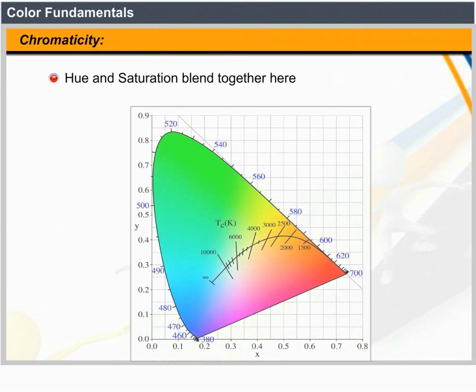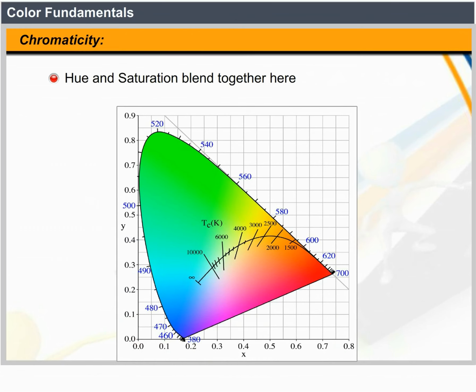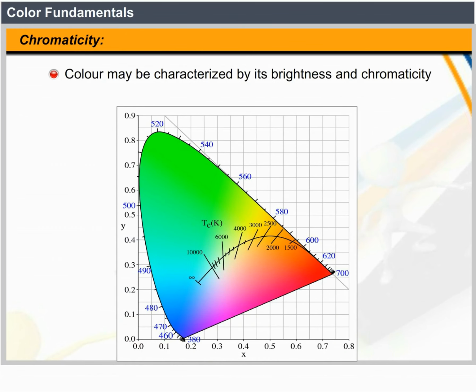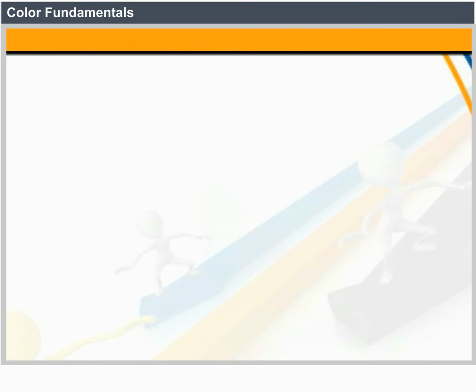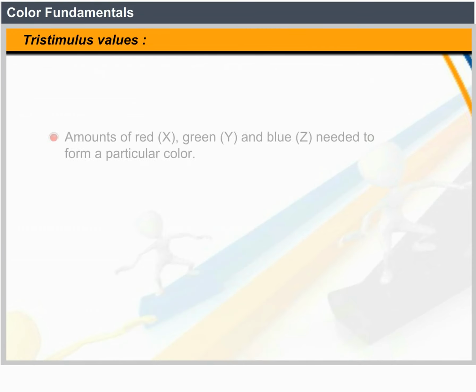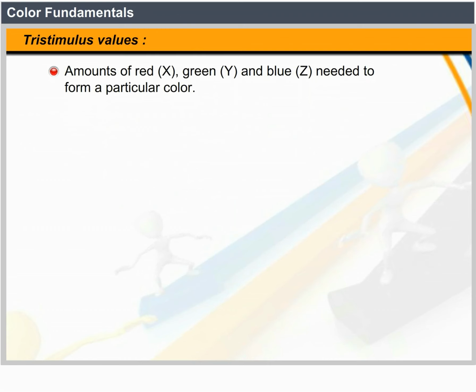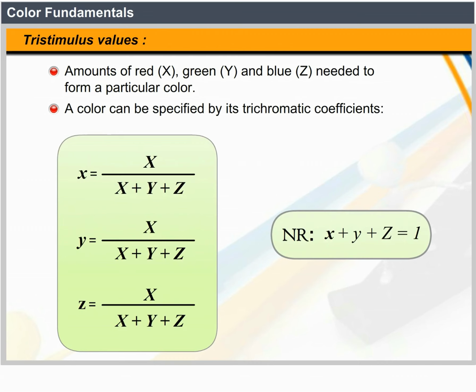Chromaticity: hue and saturation together. Color may be characterized by its brightness and chromaticity. Tristimulus values: the amounts of red, X, green, Y, and blue, Z, needed to form a particular color. A color can be specified by its trichromatic coefficients: small x equals capital X by X plus Y plus Z, y equals Y by X plus Y plus Z, z equals Z by X plus Y plus Z. Note, x plus y plus z equals 1.